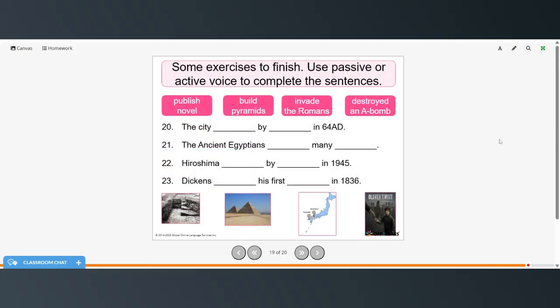So these are some exercises to finish. You can use either the passive or the active voice to complete the sentences. You can pause the video, try these on your own, and then restart when you're ready to check your answers. So the city was invaded by the Romans in 64 AD. The Egyptians built many pyramids.